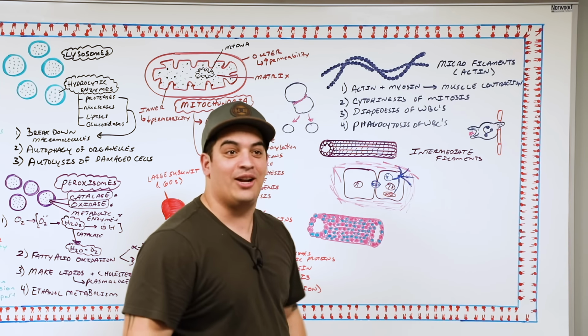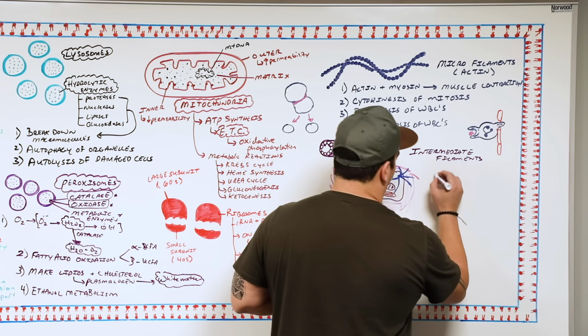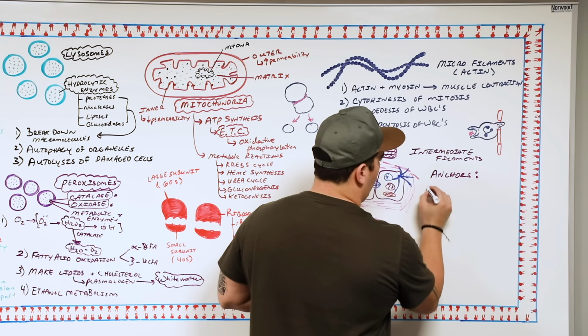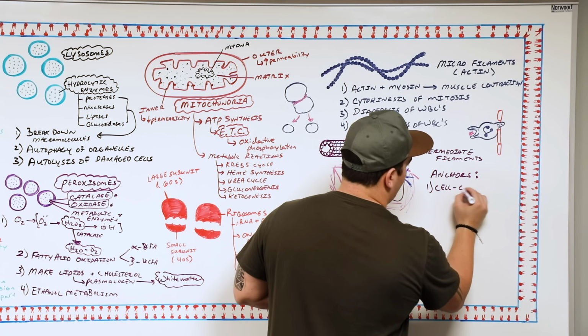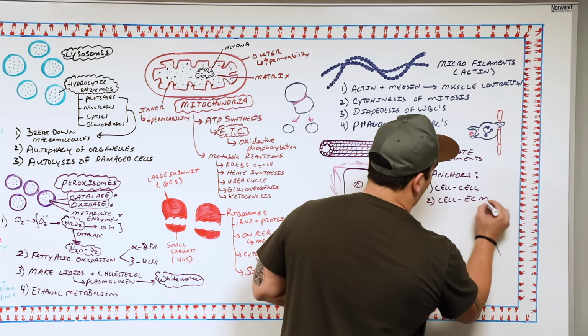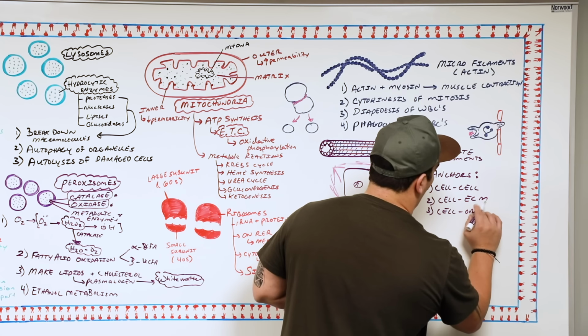So that is the function of the intermediate filaments. Three functions: it's an anchor, if you will, and it anchors what things? One is cell to cell. Two is cell to the extracellular matrix, and three is cell to different organelles.